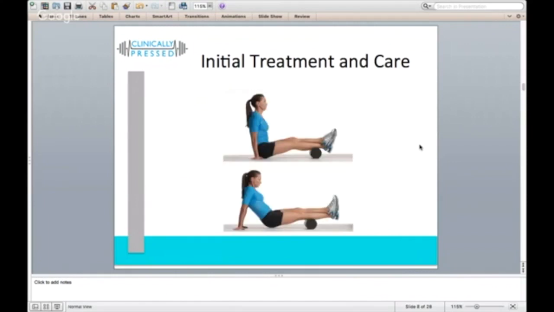Other initial treatment care: super tight low leg posterior musculature, your gastroc and your soleus plays a huge role in this, and most of us are super tight through this. If we were to look at dorsiflexion tests, either with a straight knee or a bent knee, most of us are lacking some range of motion here. So this is something, especially early on, you can work on if it's not causing pain.